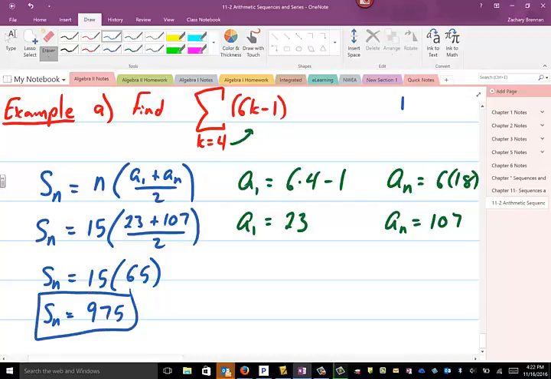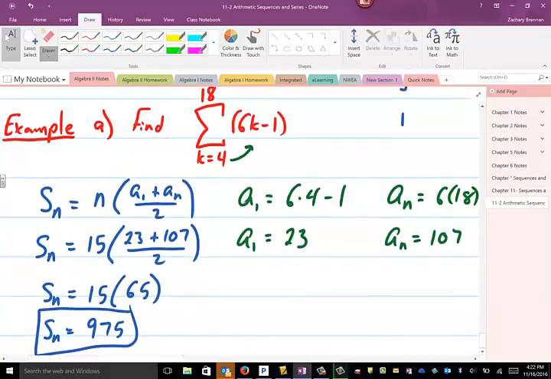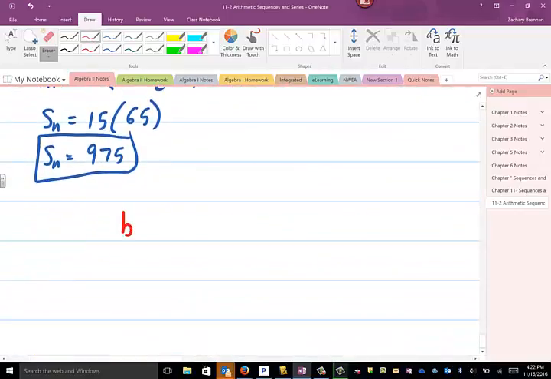So what they were able to tell me is find the sum of terms 4 through 18, not even the first one, it's 4 through 18, of this 6k minus 1 sequence, add them up, find the sum there, and it's 975. So I don't even have to add up all the numbers. I can find the partial sum. I can find parts of it. All right, let me do it one more time, and then we are done with this lesson.